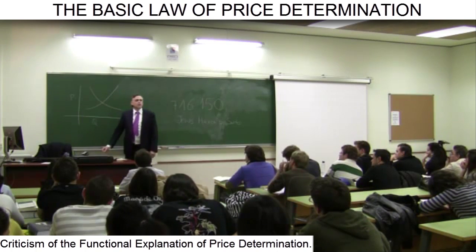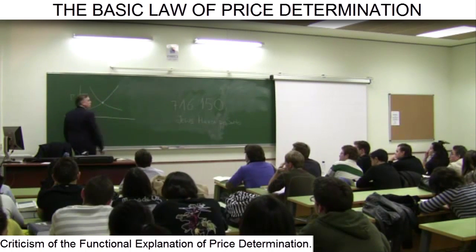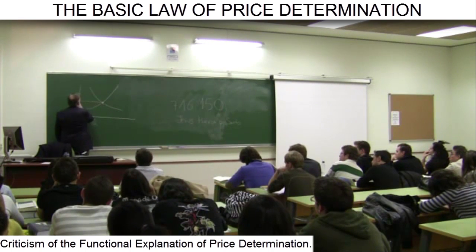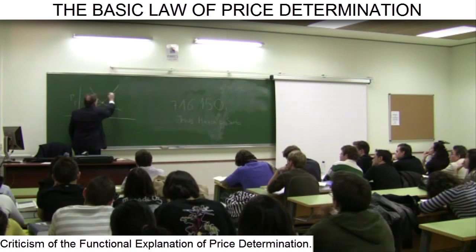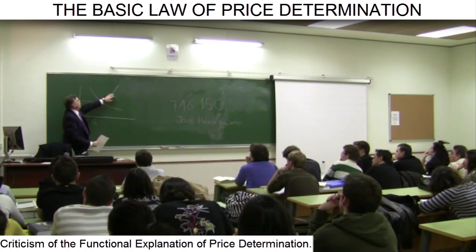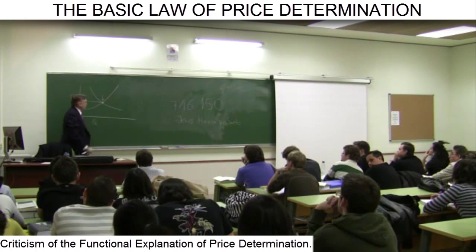And they explain, if it were higher, supply would exceed demand, and therefore the price would tend to go down. And if the price were lower, demand would exceed supply, and the price would tend to go up. That is the way they explain it, and students swallow it. They all take notes and go home satisfied, thinking they have understood everything.